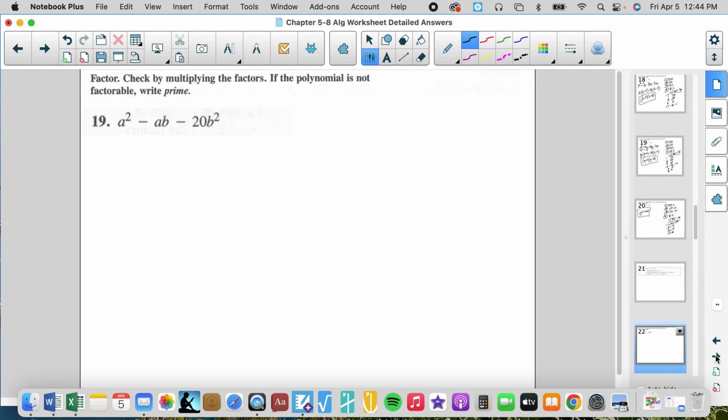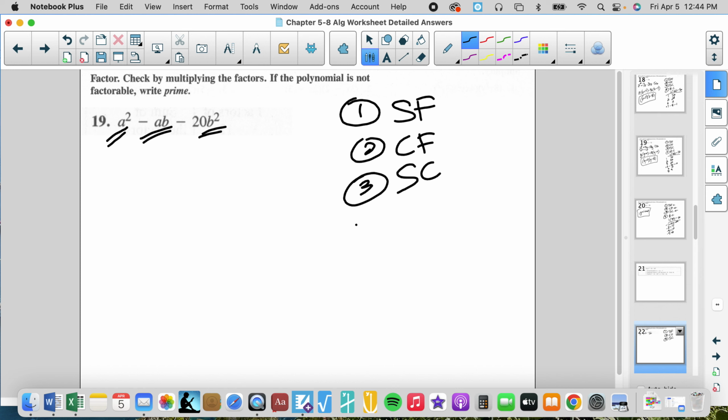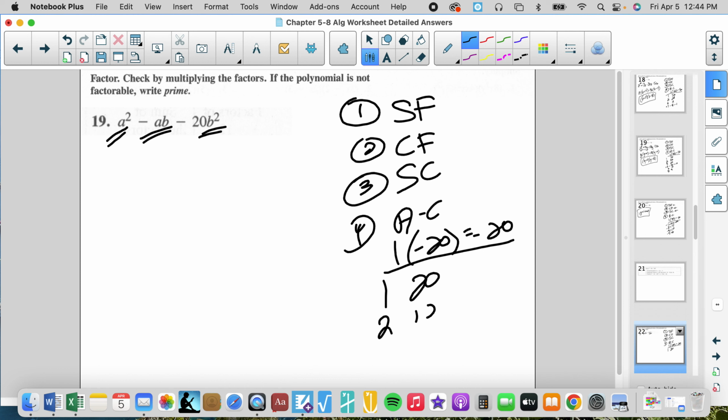All right. So here, number 19, now we have variables. We should recognize what is going on here. We still are in standard form. There still isn't a common factor. It's still not a special case. And we still do A times C, where A is 1 and C is negative 20. We just have a variable that we're going to introduce into it. Signs are different. Bigger is negative. This still gives us our negative 1 middle.